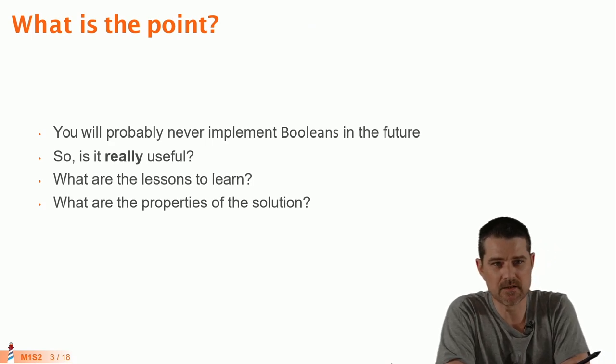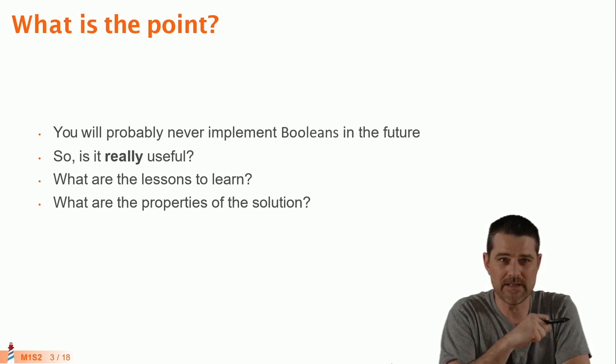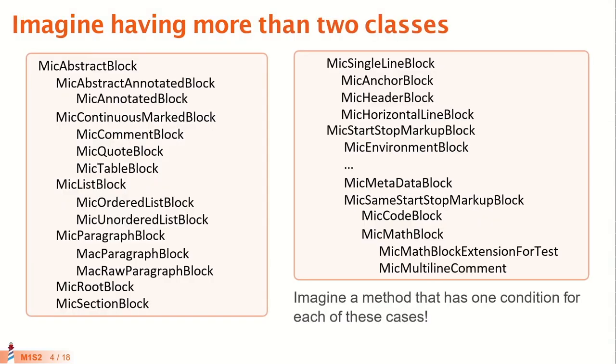So what's the point of this example? In this lecture, we will focus on why it is really useful. Probably you will never re-implement Booleans in the future, because in most object-oriented languages they're already there. So what are the lessons to learn, and what are the properties of this solution?